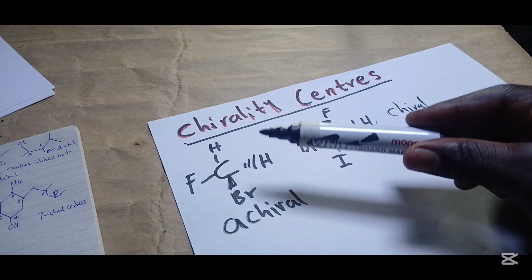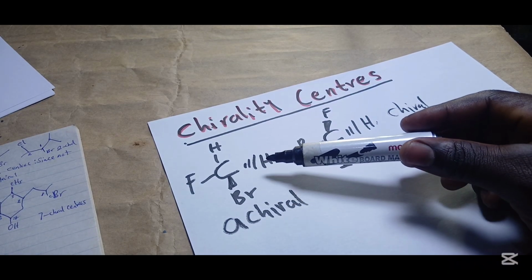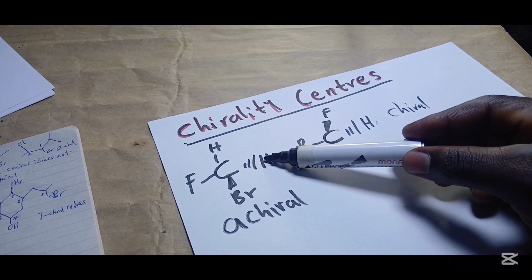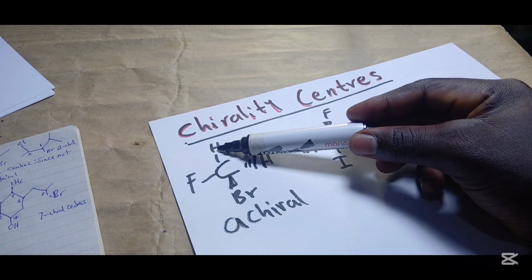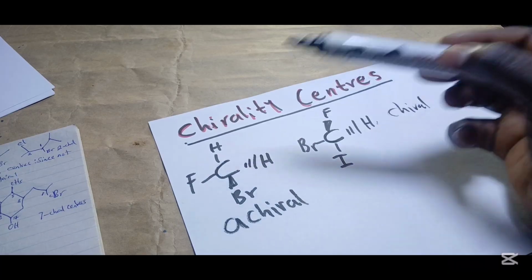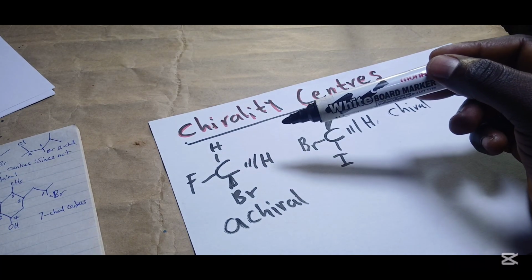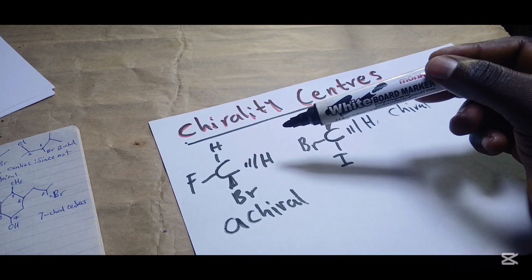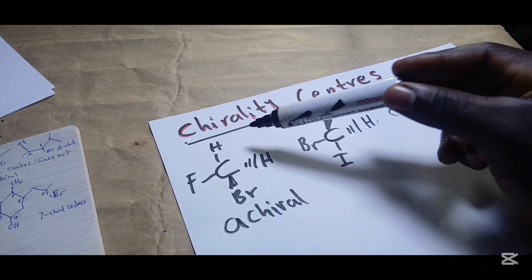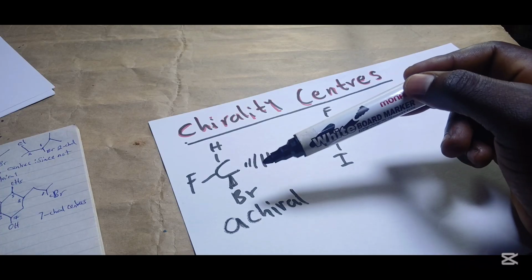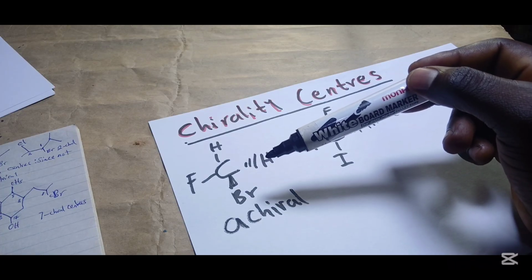Looking at this carbon too, is it chiral or achiral? Well, we have bromine attached to it, hydrogen here, and then hydrogen here, and then fluorine here. So it has 4 groups attached to it, but they are not all different. We have hydrogen repeating, so this carbon here ceases to be a chiral carbon, and therefore it is achiral.